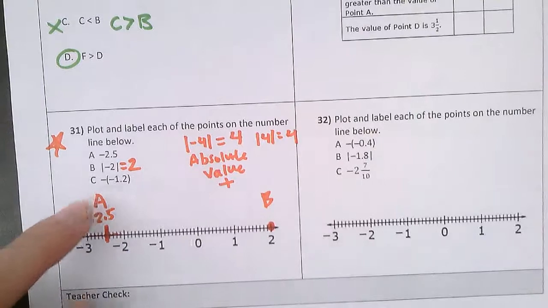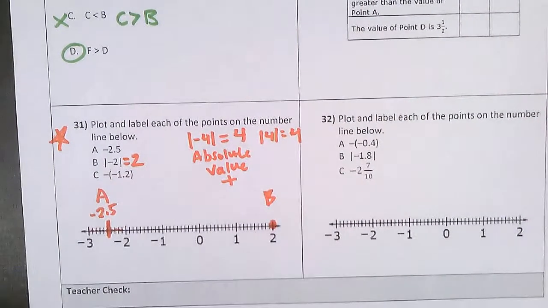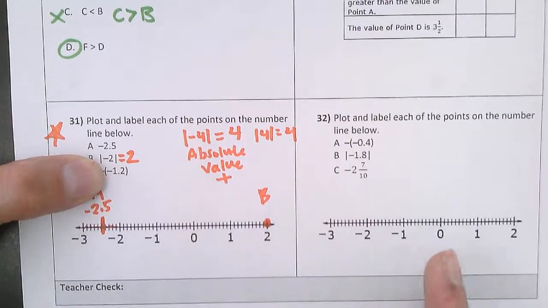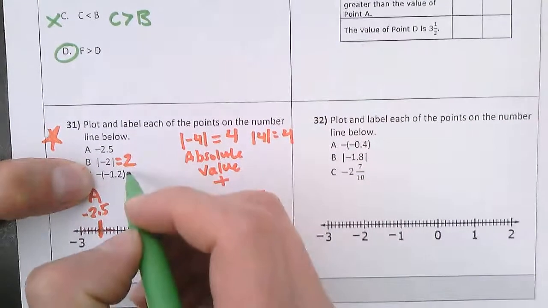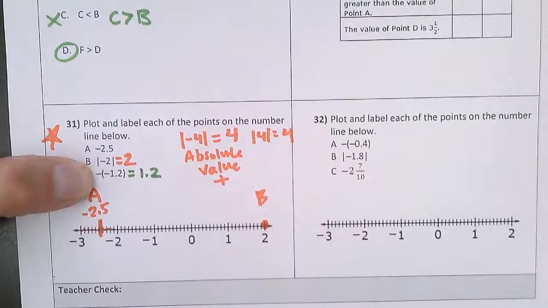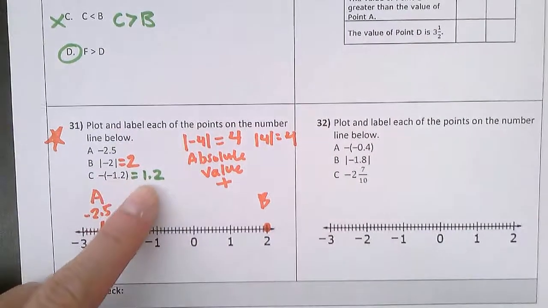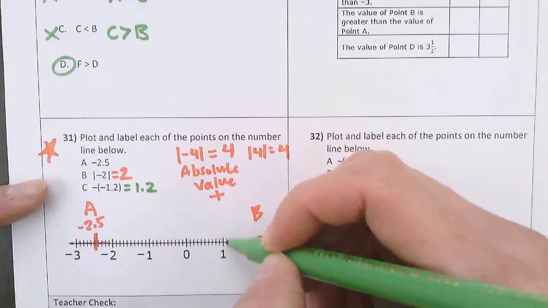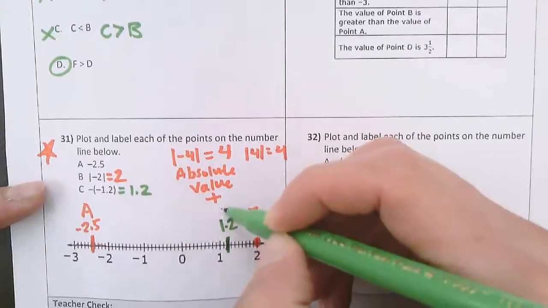C is negative negative 1.2. So remember that negative means the opposite. So negative 1.2 is the opposite of positive 1.2. And then the opposite of that, by adding another negative, is just positive 1.2. So two negatives make a positive. That means 1.2, here's 1, I count out 1/10, 2/10. Here is 1.2, or point C.